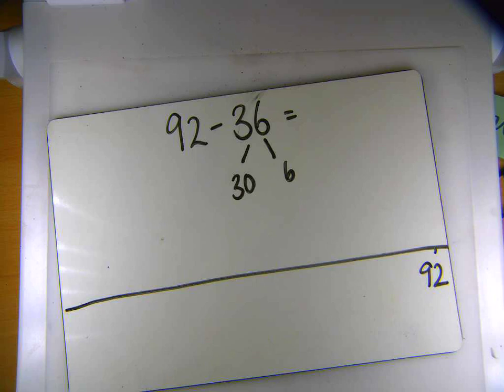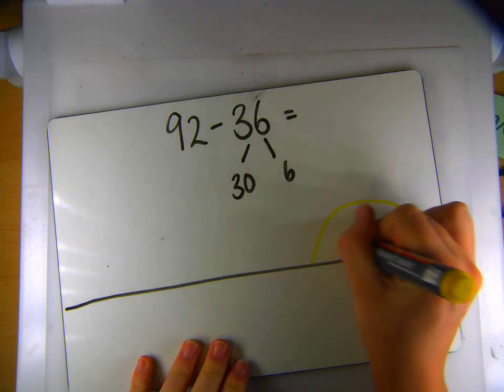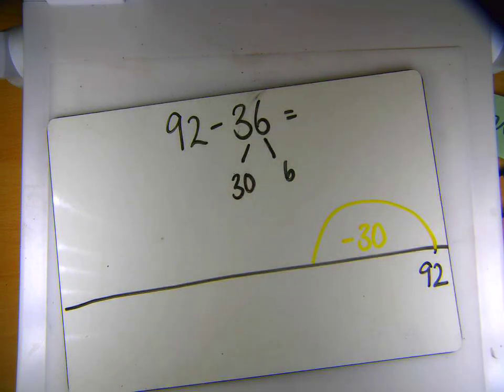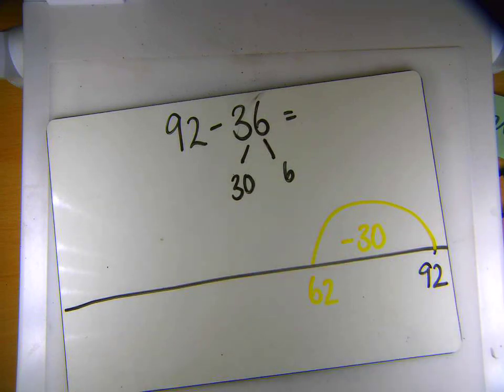Now the reason why we put it at the end of the number line is because, like I said, we move to the left of the number line this way, and your numbers will naturally decrease. So that we're leaving ourselves lots of space here to move to the left of the number line. So I'm going to take away 30, and this time I'm going to do it in one great big jump of 30. So 92 take away 30 is 62.